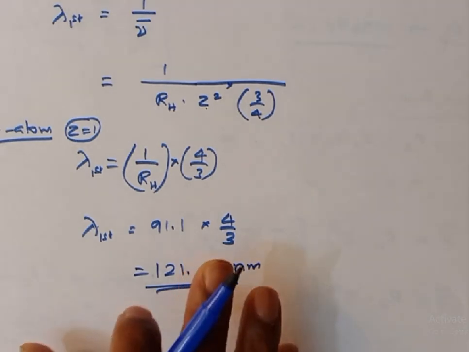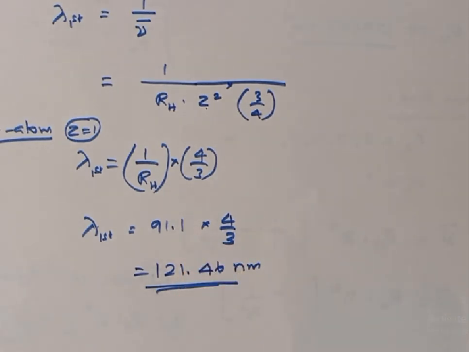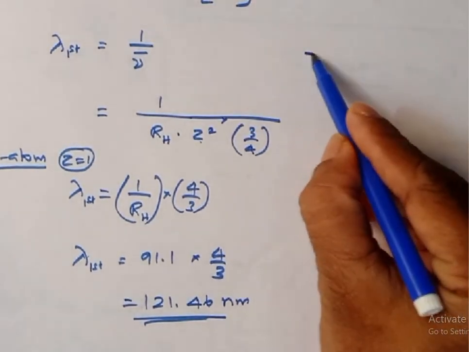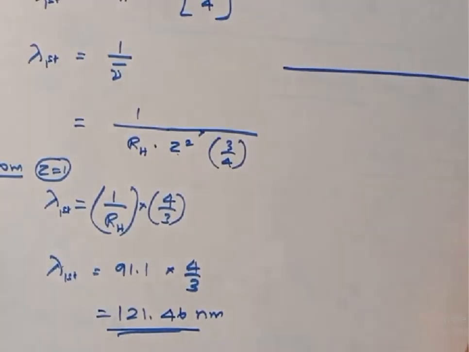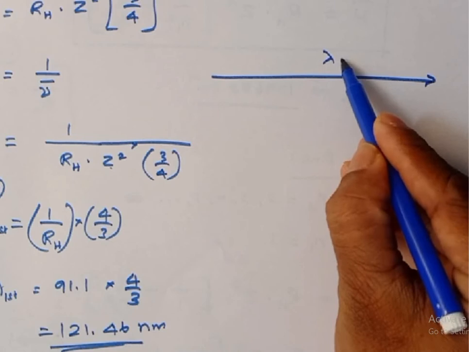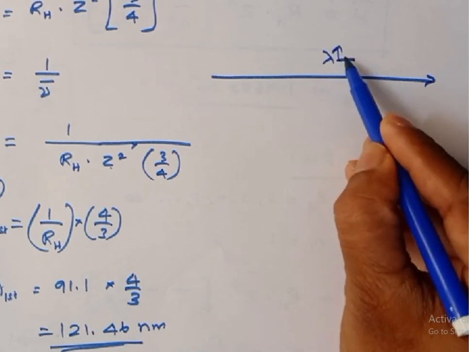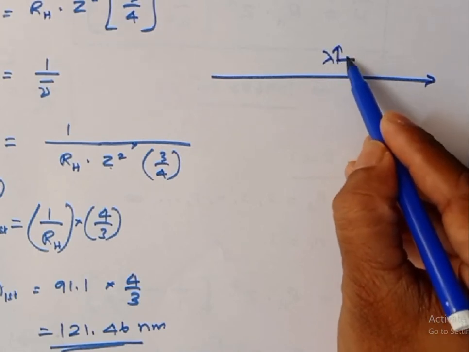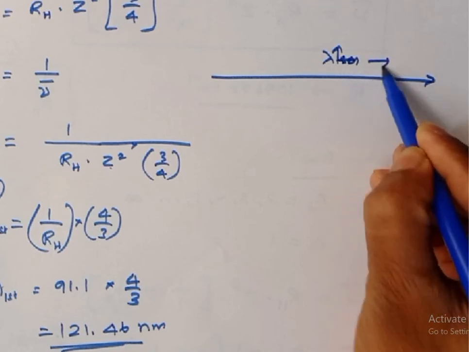This is how you should calculate the wavelength of those lines. This is the method to calculate. You will get the wavelength in nanometers directly. You know very well, in the spectrum, I have told you already, assume that wavelength increases from left to right.